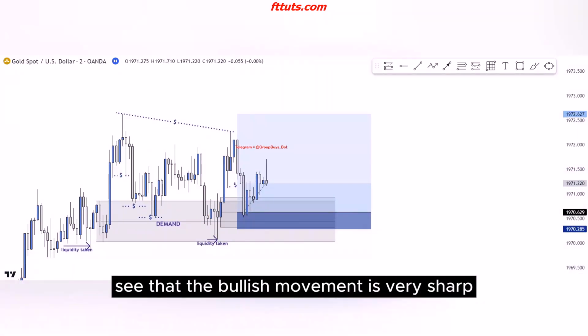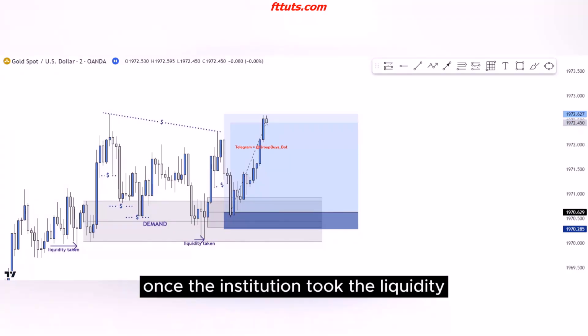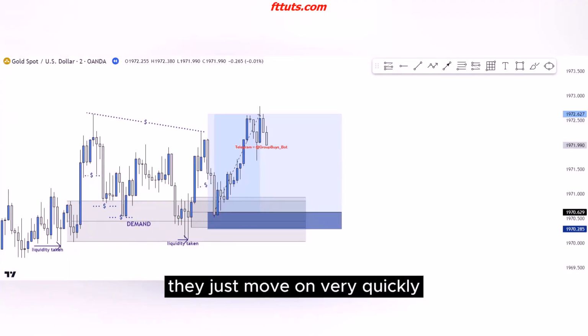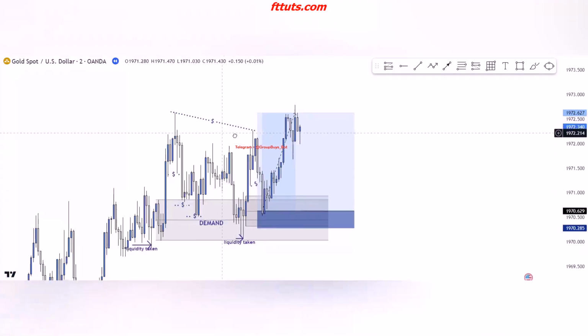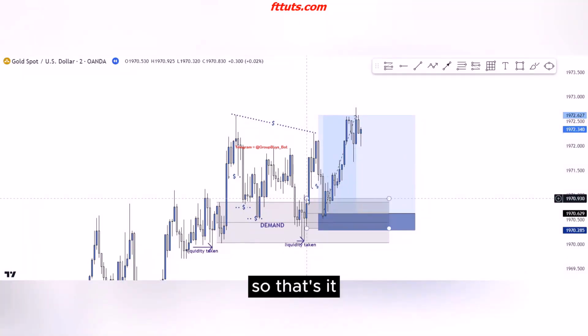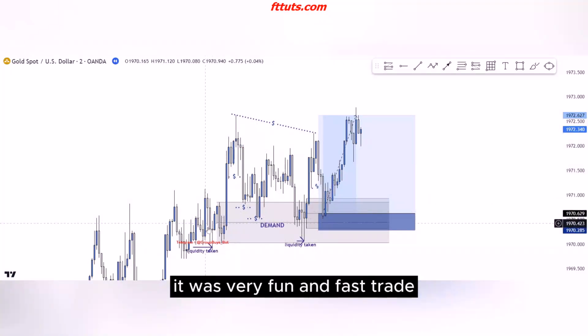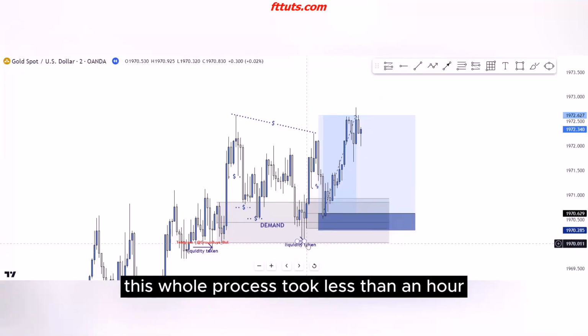You see that the bullish movement is very sharp. Once the institution took the liquidity, they just move on very quickly. So that's it. It was a very fun and fast trade. This whole process took less than an hour.